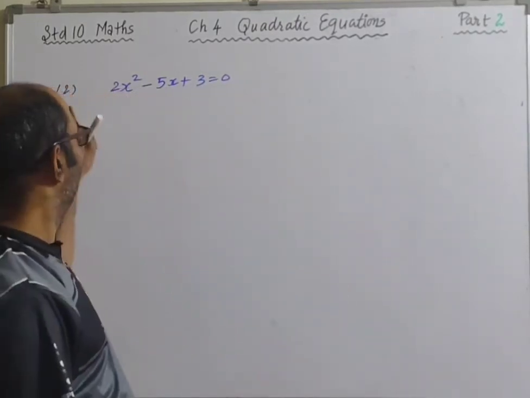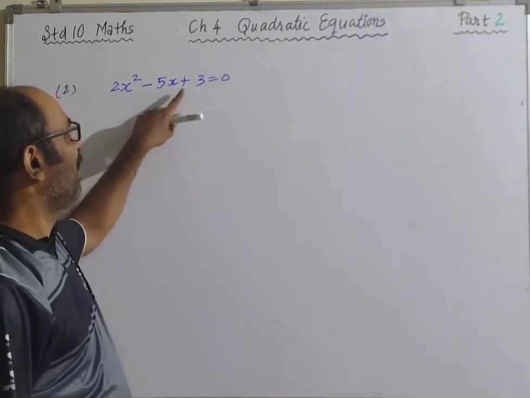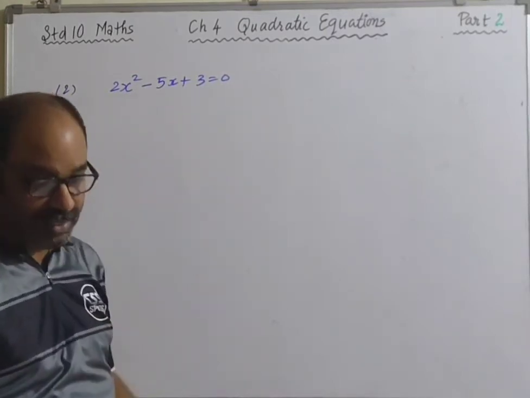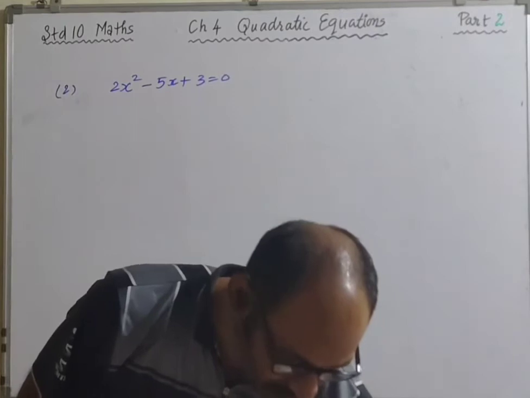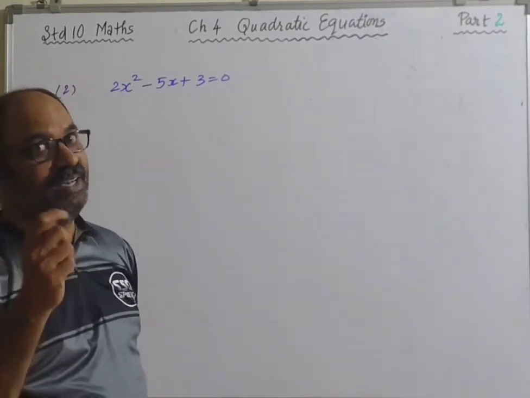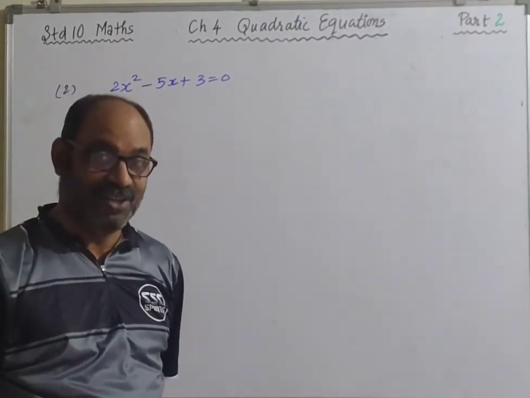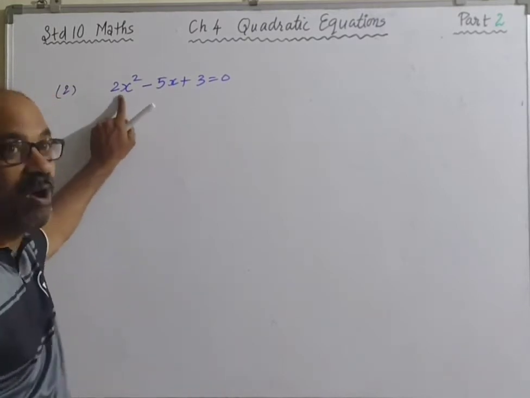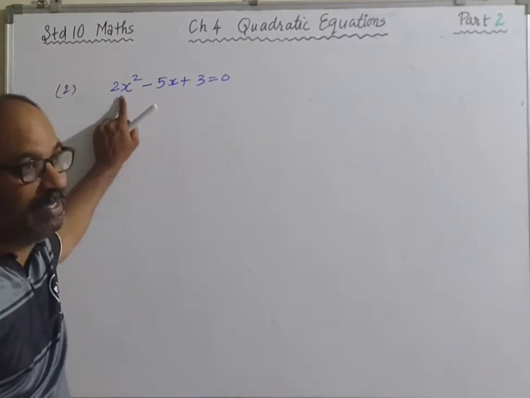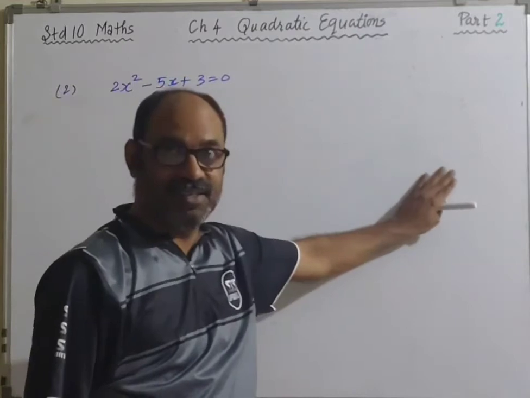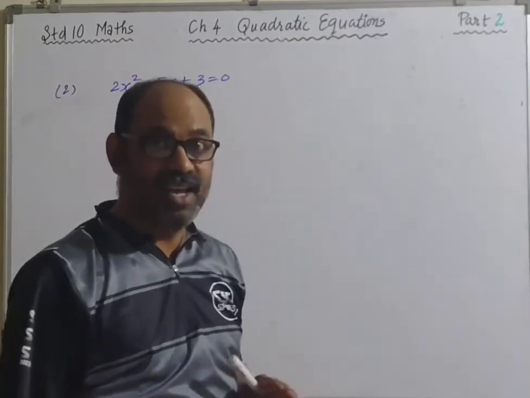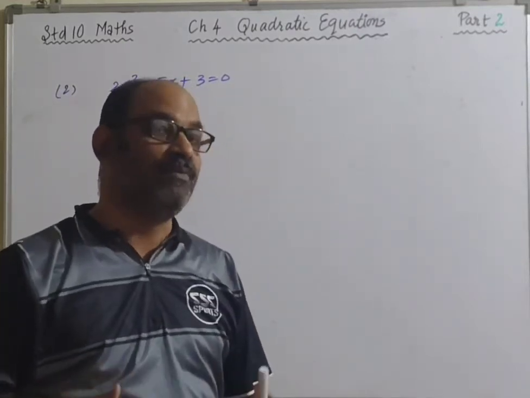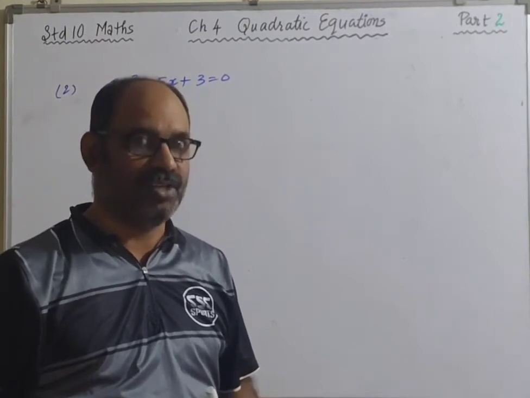Look at this one. Number 2. 2x square minus 5x plus 3 equal to 0. Children, now this is going to be slightly difficult, because your first term is not a perfect square. If it were a perfect square, the work would be easy. Now since it is not a perfect square, it will be more difficult, especially the simplification.